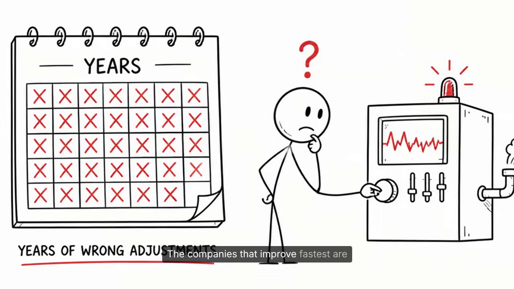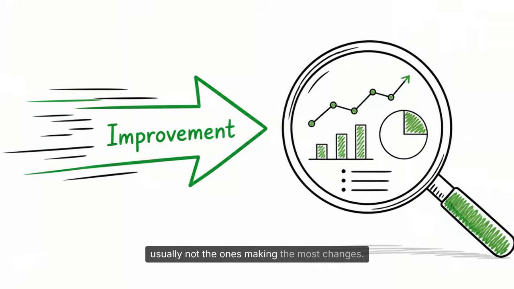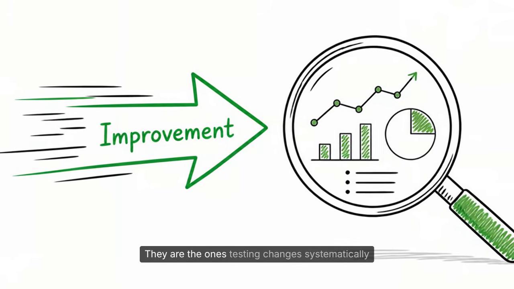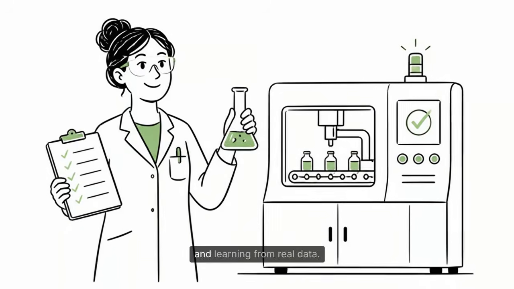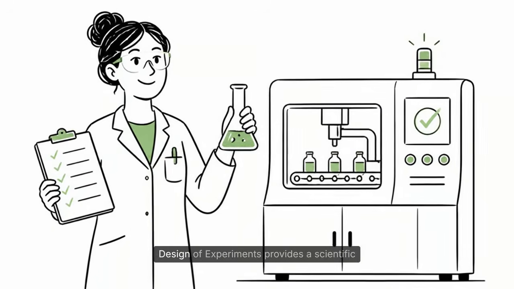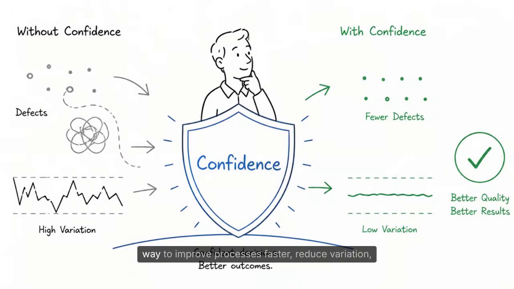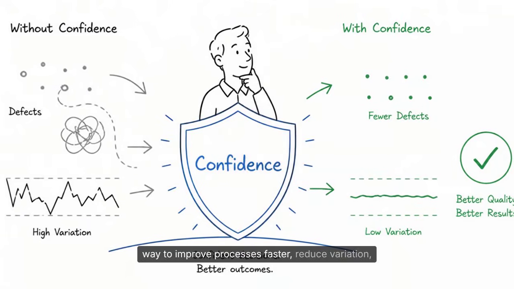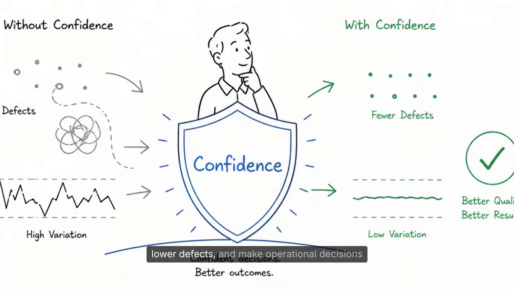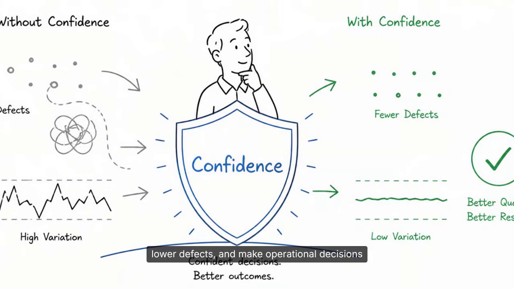The companies that improve fastest are usually not the ones making the most changes. They're the ones testing changes systematically and learning from real data. Design of experiments provides a scientific way to improve processes faster, reduce variation, lower defects, and make operational decisions with confidence instead of guesswork.